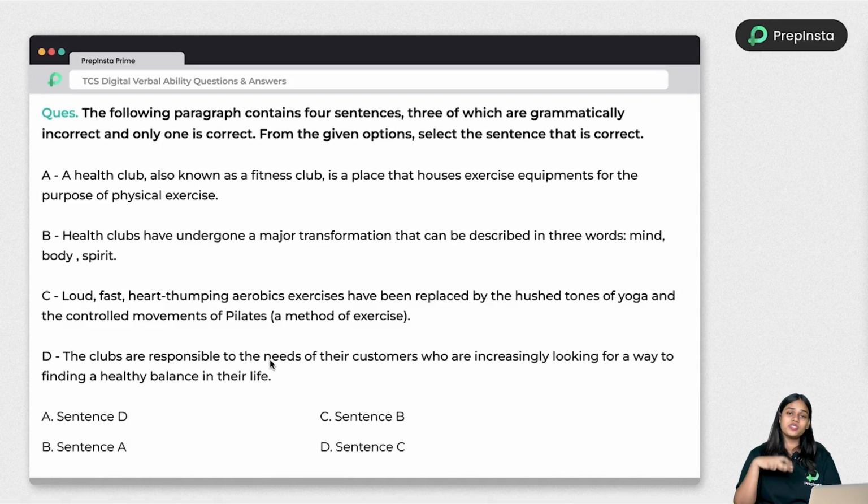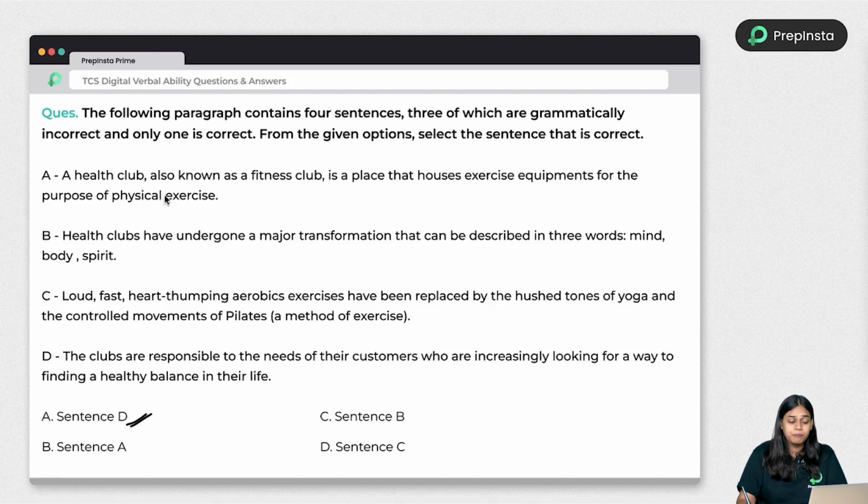Alright, so these are the 4 sentences in front of you. Which one do you think should be the incorrect sentence? Have you picked it up already? Quickly revise it in your mind, and I'm going to give out the sentence here in front of you. So, the correct answer is sentence D. I'll explain you why, don't worry, that is what I'm here for.